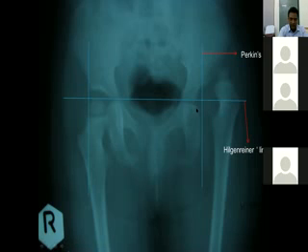And when you pass a line along the inferior margin of the neck, it will form a continuous arc to the inferior border of the superior pubic ramus. This is called Shenton's line. So normally it should pass as a continuous line, whereas here because of the proximal migration there will be a break in Shenton's line.